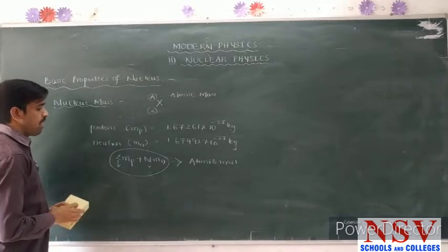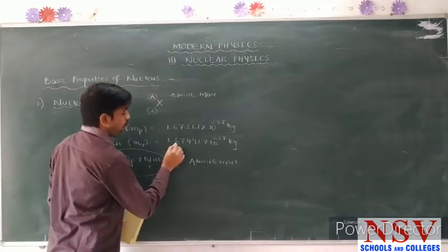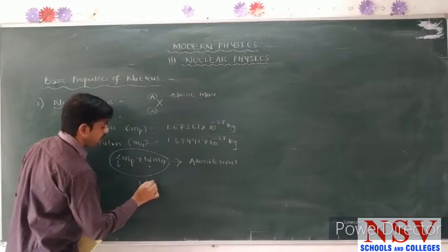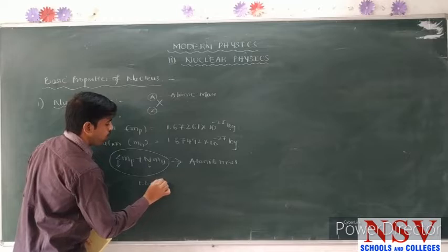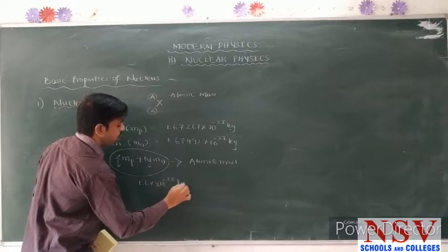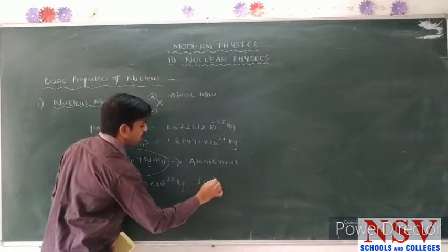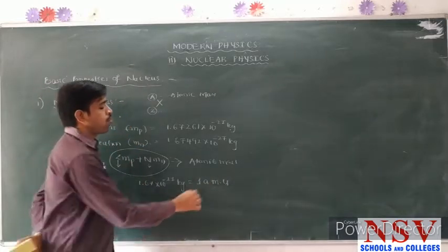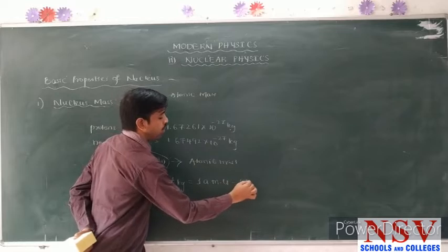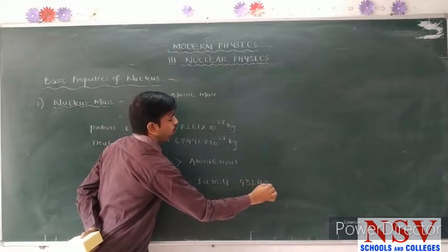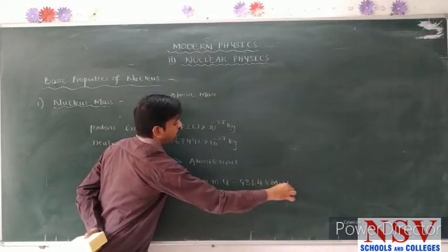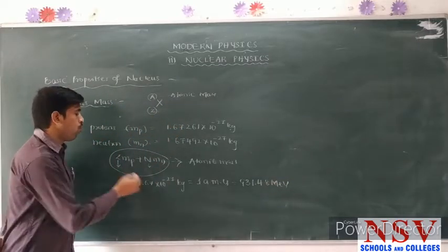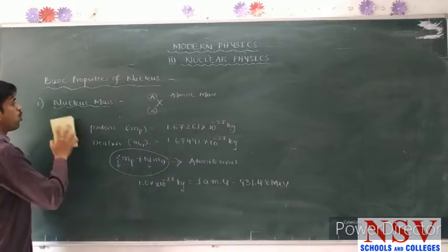Next, 1.67 into 10 power of minus 27 kg is also called 1 amu, which means 1 atomic mass unit. 1 atomic mass unit is equivalent to the energy 931.48 mega electron volts. Next one is the nuclear charge.